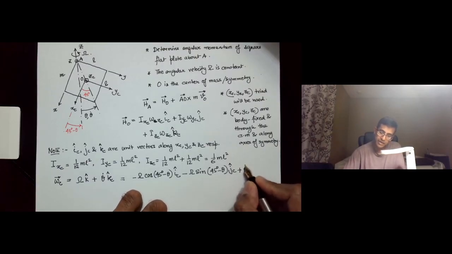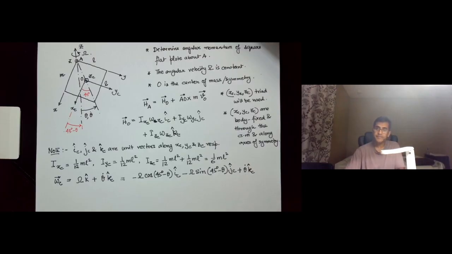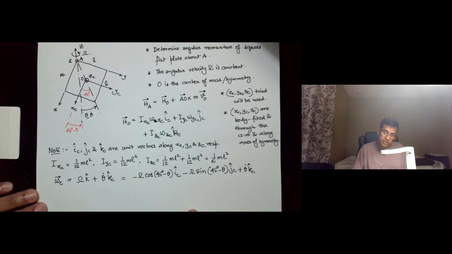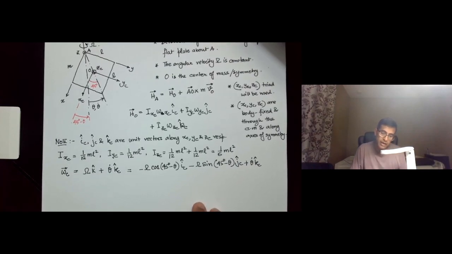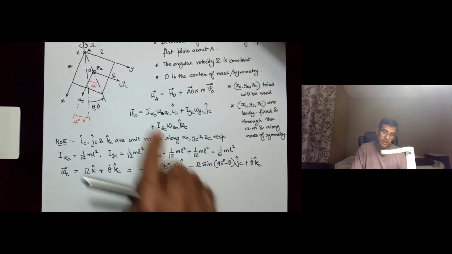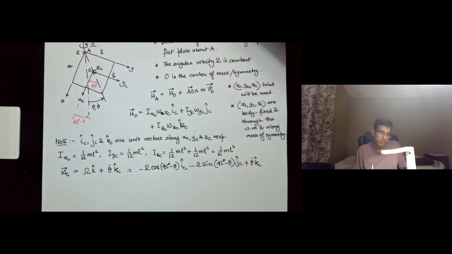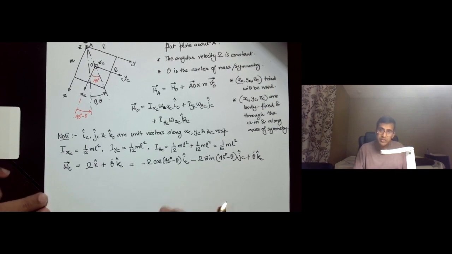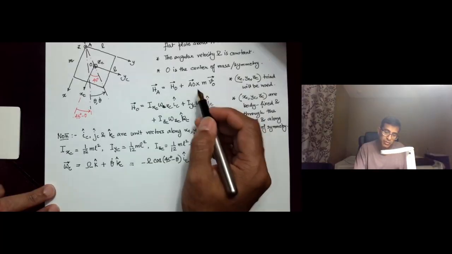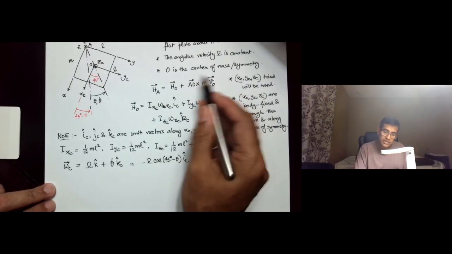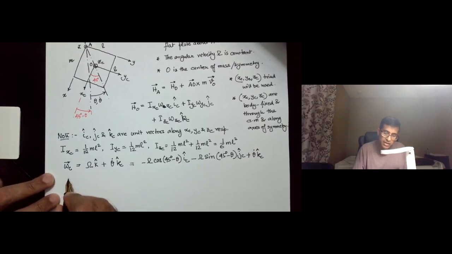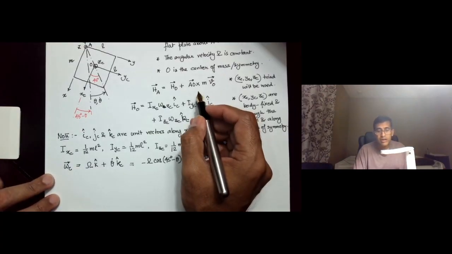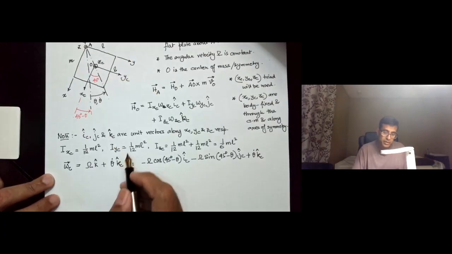And then we are going to have the theta dot KC. So this is our angular velocity. Now we can plug these values into this equation for HO and find the angular momentum about the center of mass. But before we do that, because it's just plugging in numbers, we will determine the components that are needed to find the angular momentum of the center of mass with respect to A.